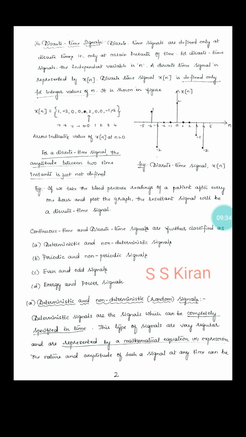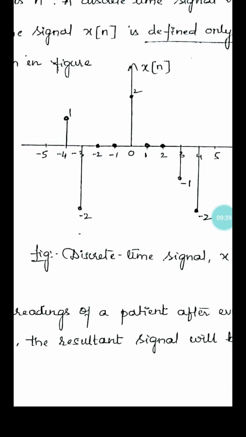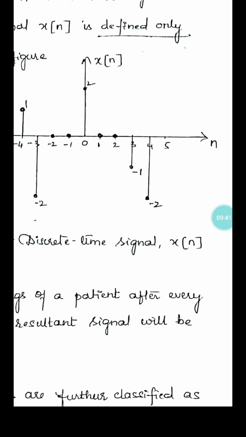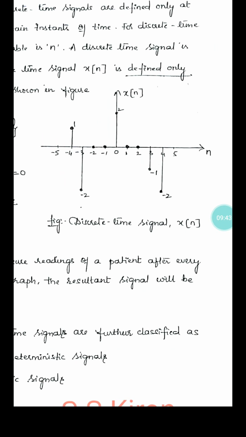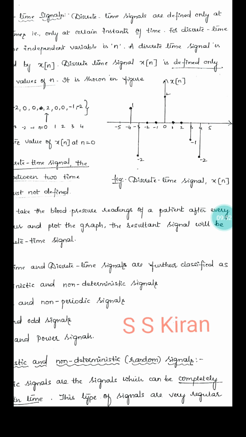Simply observe this figure. There is a discrete time signal x of n. On the x-axis we represent integer n, and on the y-axis we identify x of n. This is called a discrete time signal.